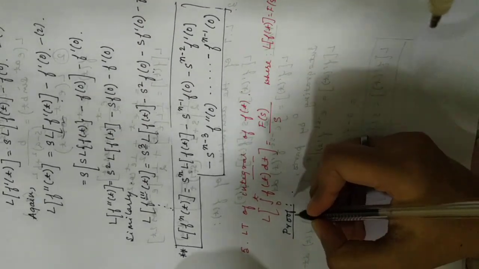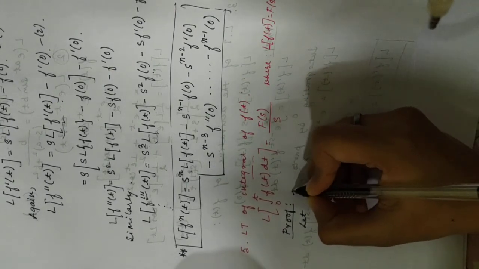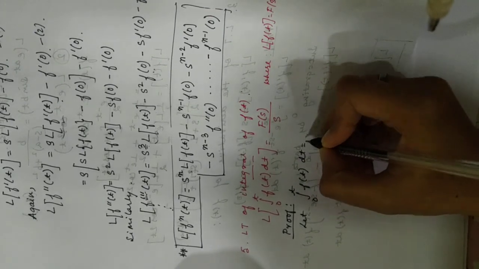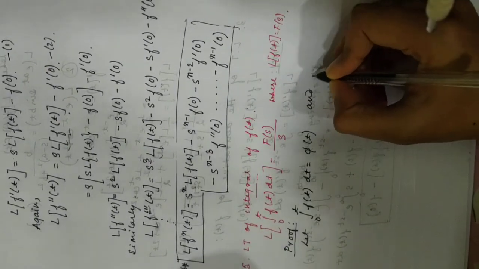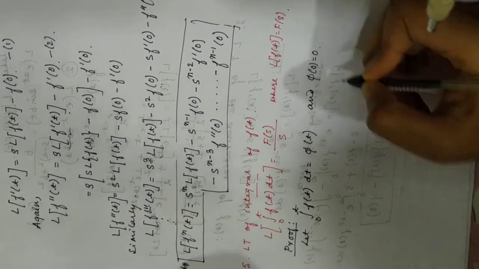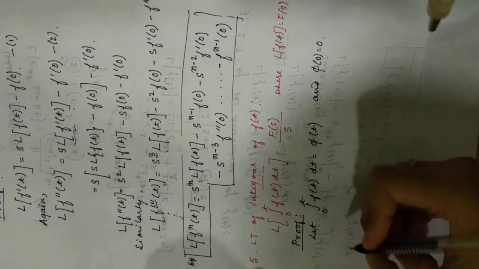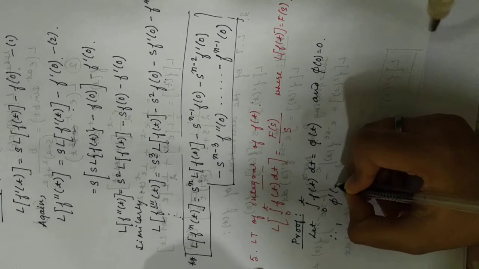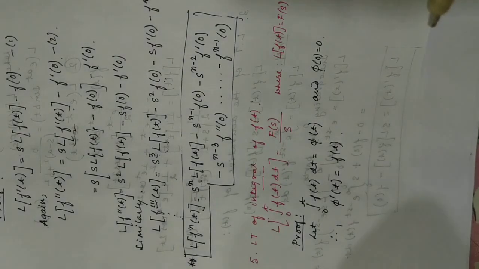Okay, so let's take the left hand side and let's start. Let the integral of f(t) dt be equal to phi(t), right? And obviously phi(0) is equal to 0. So if you just differentiate this equation, we immediately get, therefore, phi prime(t) is equal to f(t). Right? On differentiating the equation, we immediately get this.